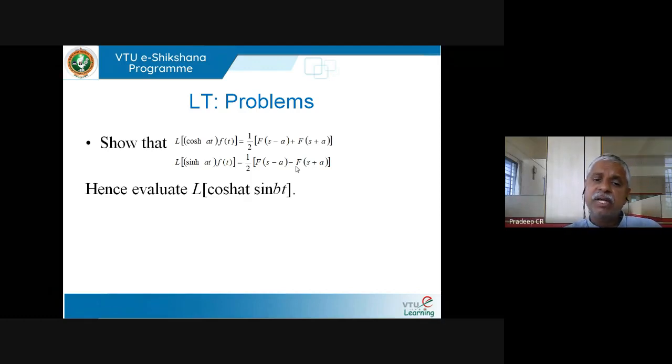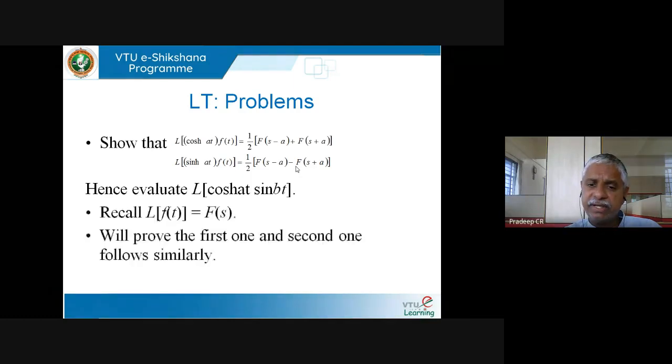The first one says Laplace of cosh(at) f(t) is half of capital F of s minus a plus capital F of s plus a. So this is the standard notation. I just told you that I would not recall now, but this is pretty straightforward. Laplace of small f is capital F of s. So let's do the first one.